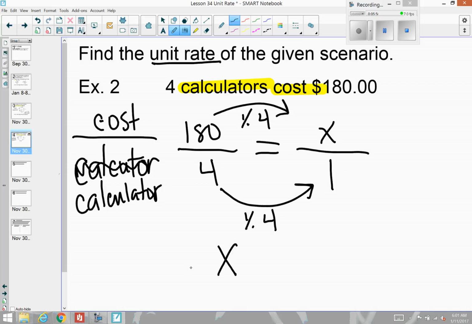So one calculator is equal to, and again, this is the cost, so it's in money, $45. The dollar sign is always written in front. I know it's weird because we say it after the number, but in America we always write it in front of that. Since we don't have any change or cents to add to it, we don't need to include that value.